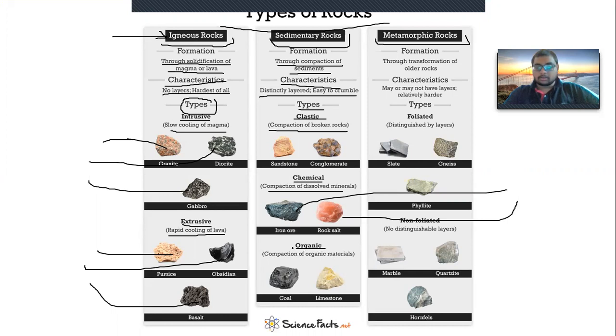Third is the organic rock. Organic rock means the compaction of organic materials. When organic materials come together, these types of rocks are formed, for example coal and limestone. So we have seen chemical, organic, and clastic, which are the types of sedimentary rocks.